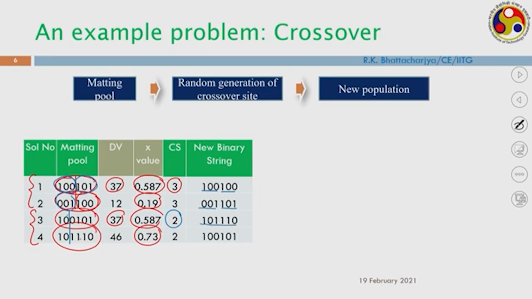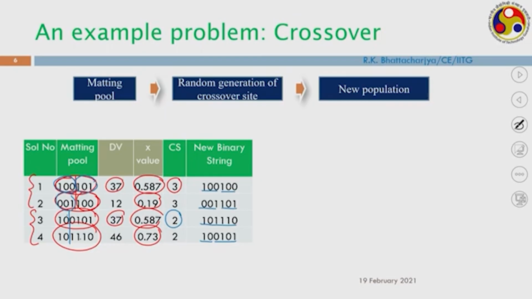101110, and the second solution is 100101. So, in this case you are not getting any new solution. Whatever solution you had earlier, you are getting the same solution after crossover. So, sometimes it may happen.